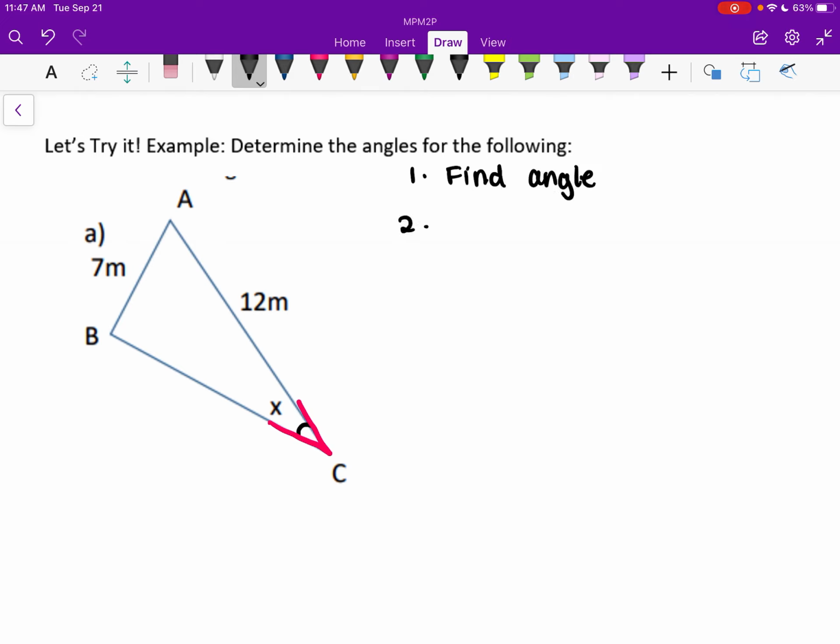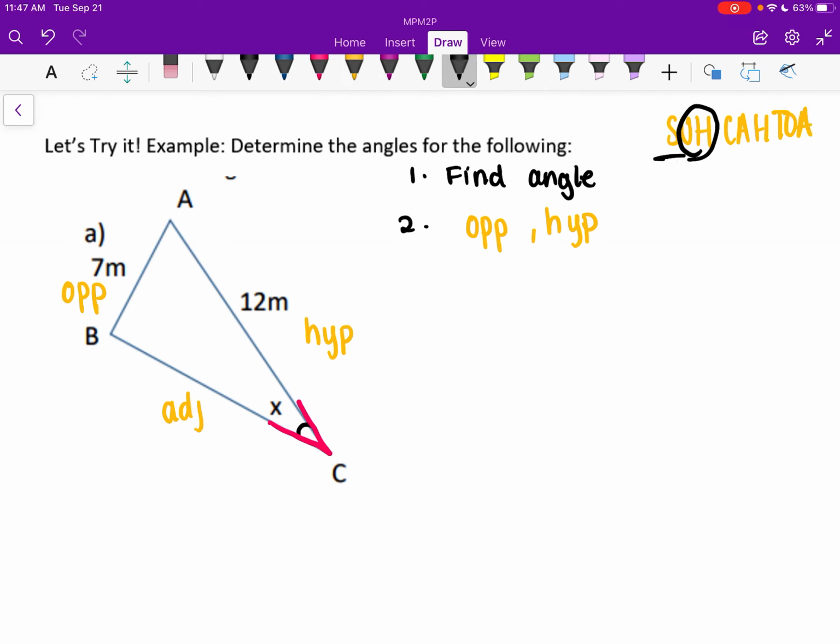Step 2 is going to be label the opposite. So this is opposite. The hypotenuse is going to be 12, right? And this is the adjacent. So in this situation, we have both the opposite and the hypotenuse. If I go back and look at SOHCAHTOA, I have the opposite and the hypotenuse, so I should use sine.